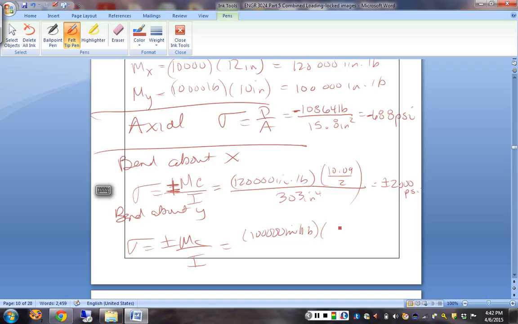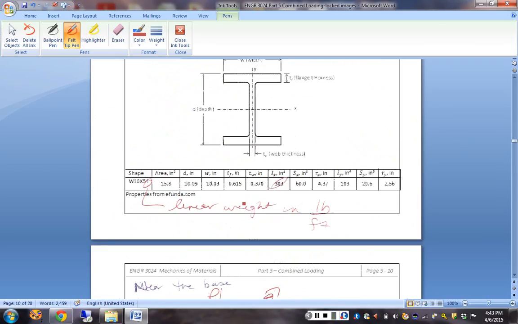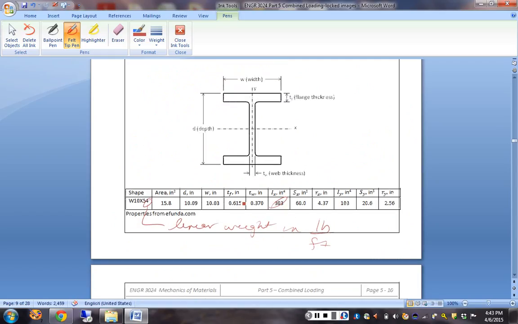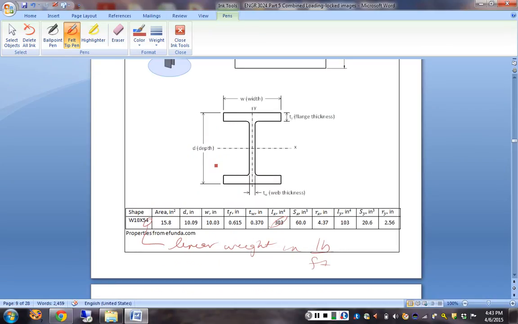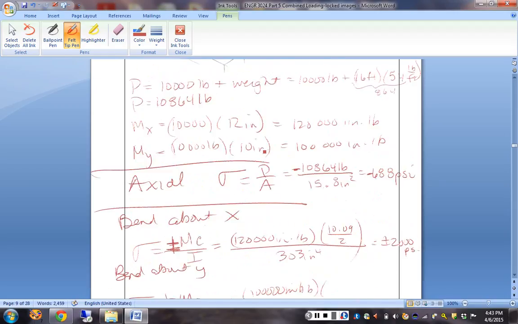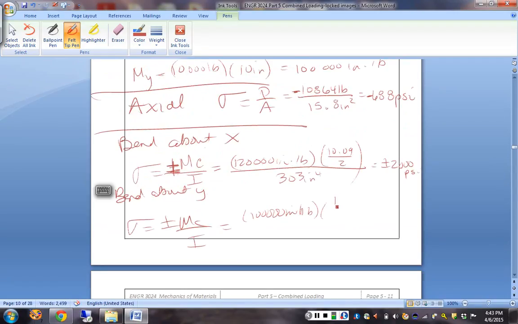What's my C? 10.03 divided by 2. Everybody see where that one came from? Okay, back up here on the drawing. We're talking about bending about Y this time. So what is that? That's the width. Width divided by 2. So this is 10.03 divided by 2.